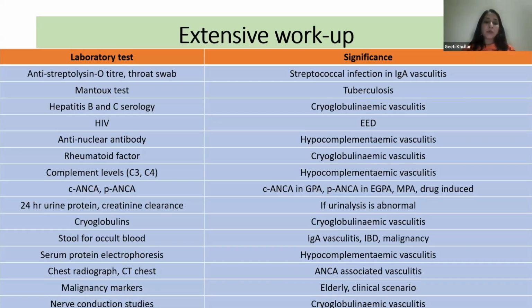And for those who have neurological involvement in the form of mononeuritis multiplex or sensory motor neuropathy, particularly that are seen in cryoglobulinemic vasculitis, you go for nerve conduction studies. So as you see, this is a very big list and this may not be complete. There are many other investigations which may be there. Once you get something positive, you have to order further tests. This is how you go further.